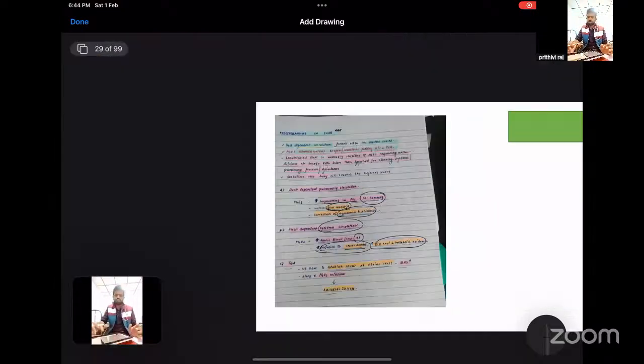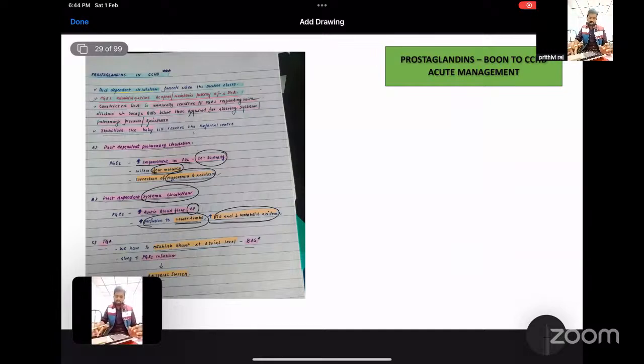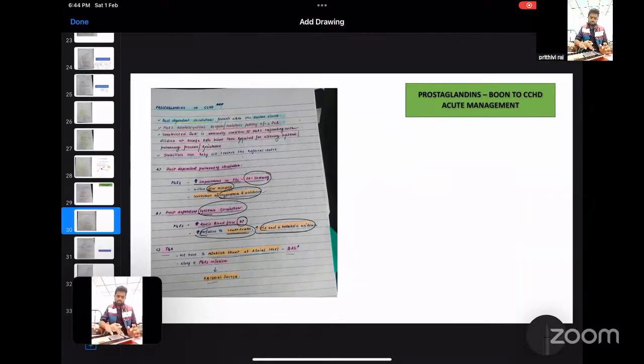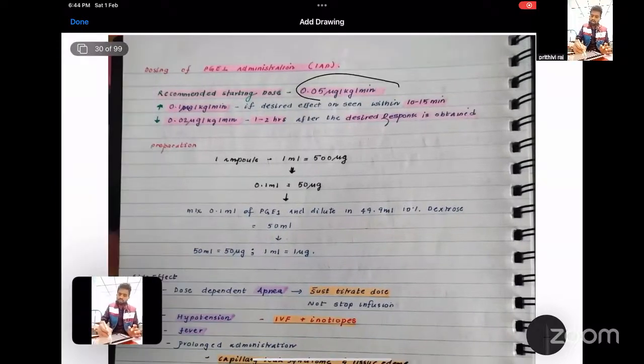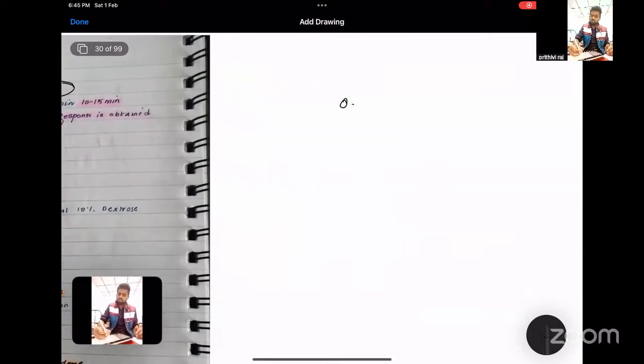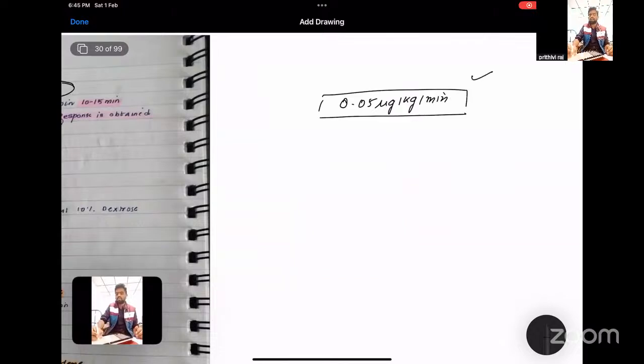What is the dose? The recommended dose is 0.05 microgram per kg per minute. So the dose is 0.05 microgram per kg per minute. This is the required dose of prostaglandin E1 for any child with a suspected duct-dependent case.